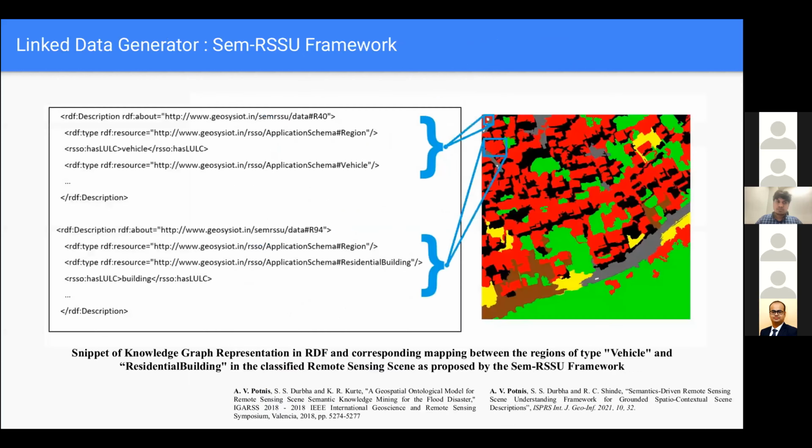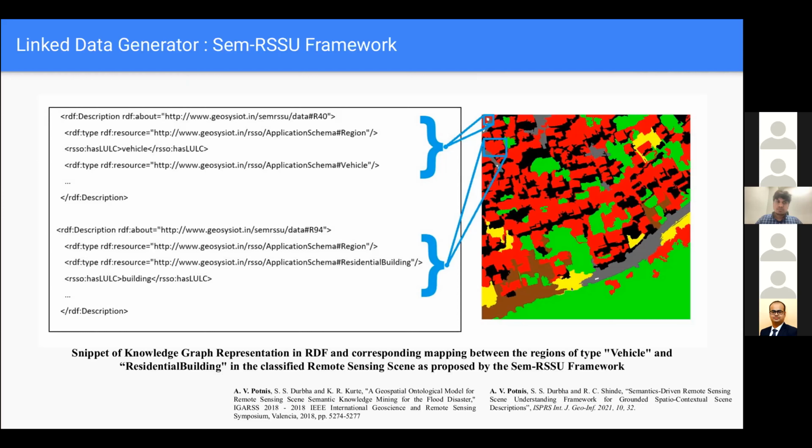Great. So to start with, let's discuss the linked data generator. You can see that on the right hand side, there is a raster, right? This essentially is the output of the classification map here. You can see that the red pixels are the buildings, the gray ones are the roads, the green ones are the vegetation, and the brown is essentially the flooded region, right?